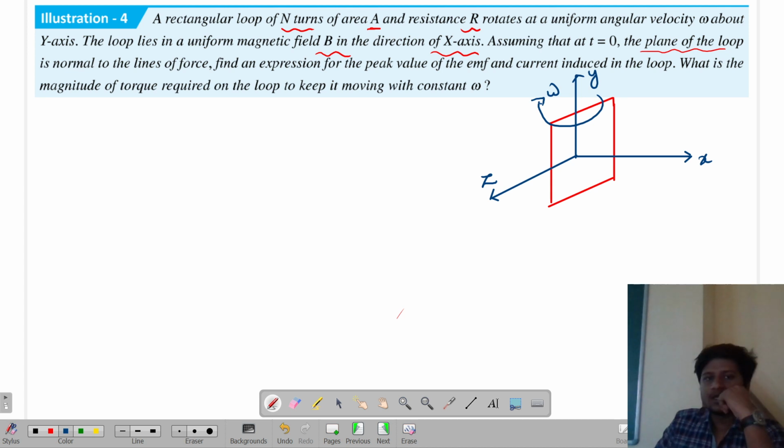Now what is happening? The loop lies in a uniform magnetic field B in the direction of the x-axis. Where is the direction of the magnetic field? Towards the x-axis, towards this side. Now it says that at t equal to 0 the plane of the loop lies normal to the lines of force. If it is lying normal to the lines of force, it means the n cap of this rectangular loop will make 0 degrees with the magnetic field. Yes or no?